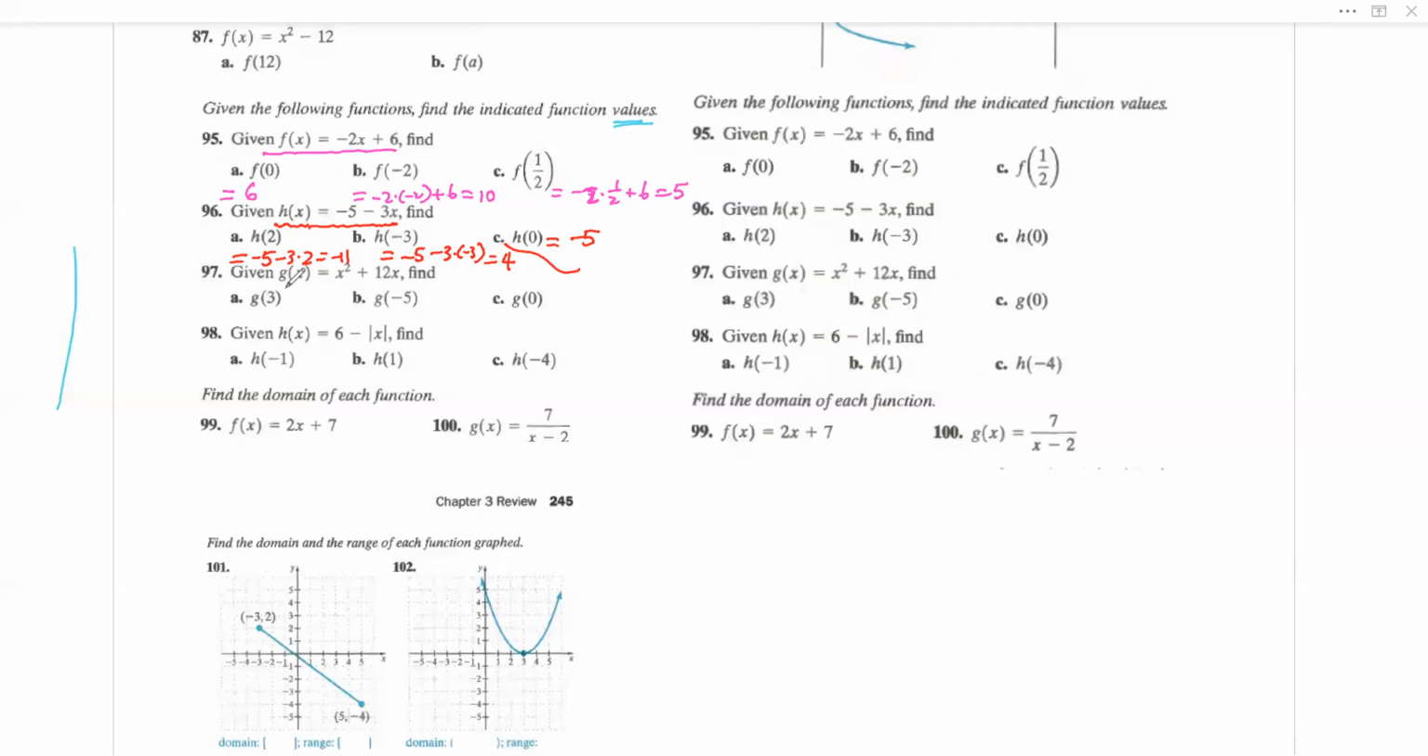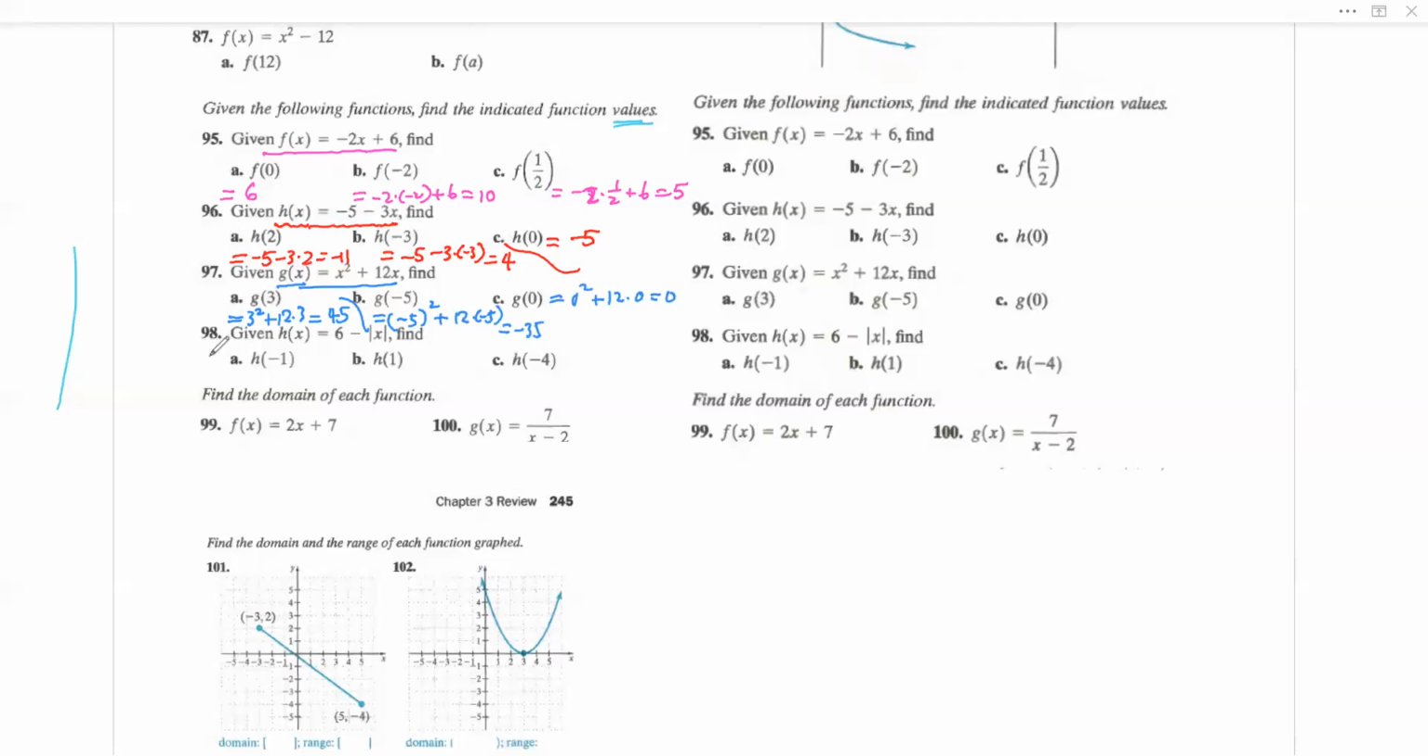Okay, this is 97. g(x) is x squared plus 12x. So g(3) equals 3 squared plus 12 times 3, right? 9 plus 36, 45. Second part, b, g(-5). So negative 5 squared, x replaced by negative 5, plus 12 times negative 5. So here is 25 minus 60, so we get negative 35. Then c, g(0): 0 squared plus 12 times 0 gets 0. So this is relatively easy for everyone, right?